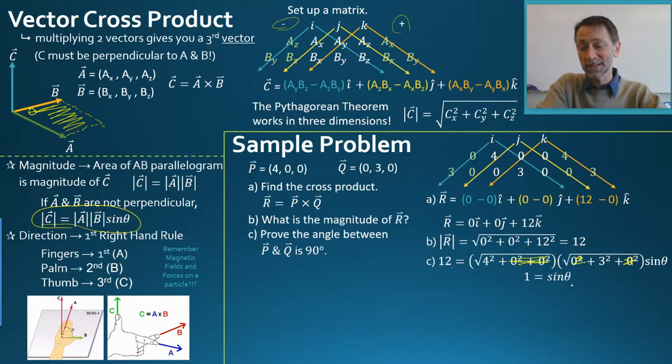So 1 equals the sine of theta. Well, when the sine of theta is 1, what does theta have to be? Theta has to be 90 degrees. So we just proved that A and B are 90 degrees to each other.